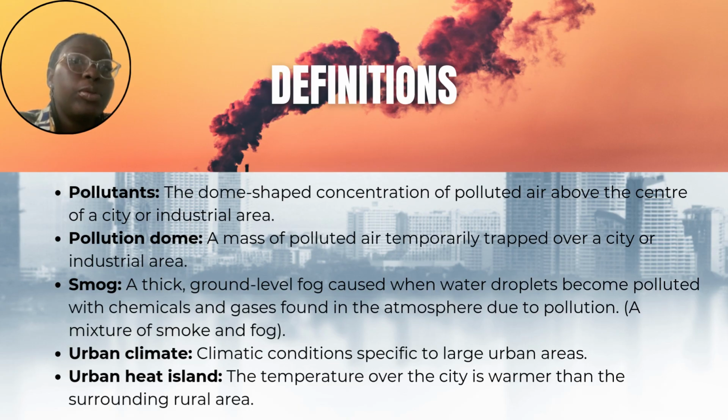So smog, we've talked about this in the rural video as well. A thick ground-level fog caused when water droplets become polluted with chemicals and gases found in the atmosphere due to pollution. So it's a mixture of smoke and fog, and I hope you begin to see the link between all the terms. And urban climate is a climatic condition specific to large urban areas, of course. And then urban heat island is a temperature over the city which is warmer than the surrounding rural area, and we'll talk more about this concept later on.